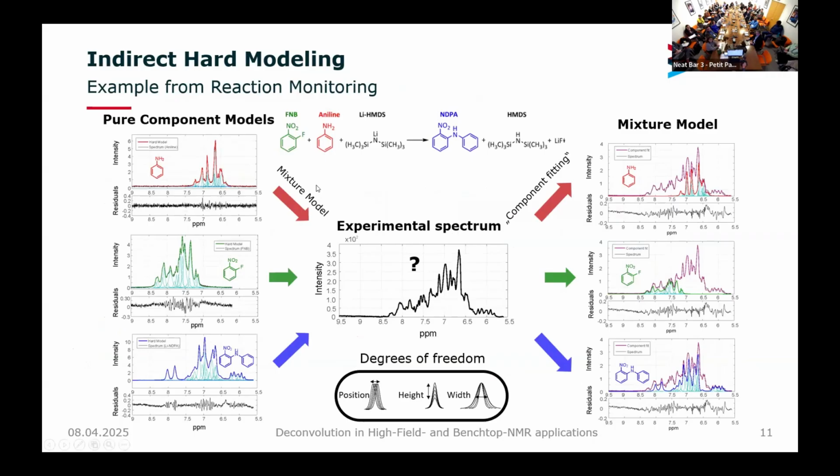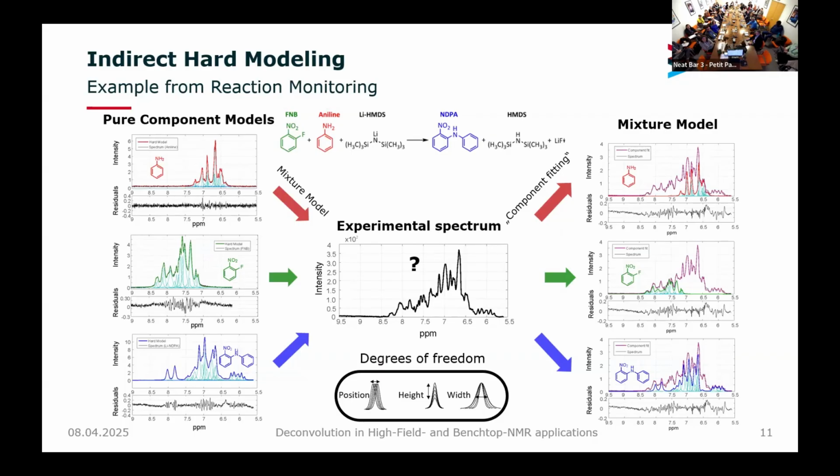This was basically a spectrum of a reaction taking place between fluoronitrobenzene and aniline with an organometallic lithium reagent to form this NDPA, which is shown here in blue. And you can see these three components. What we're now doing is a so-called indirect hard modeling. So we are leaving the fitting of individual peaks for individual signals, and we just use pure component models.